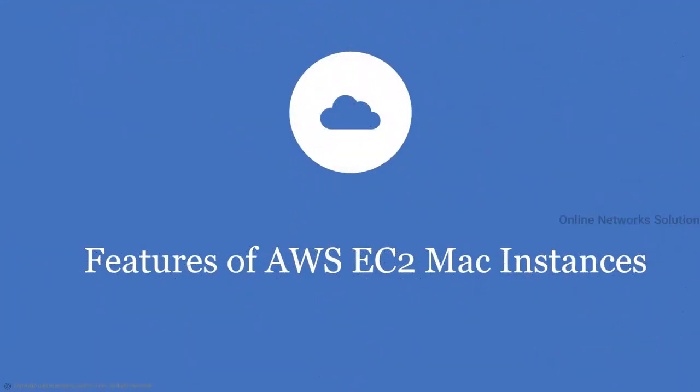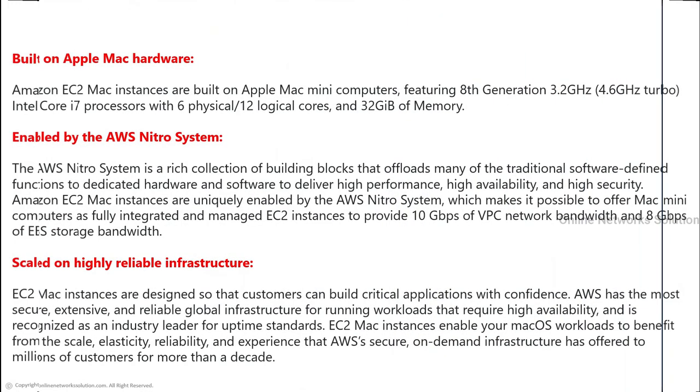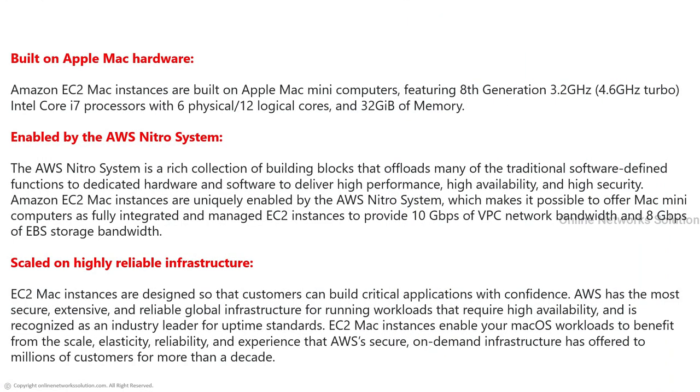Now we know about the features of AWS EC2 Mac instance. Built on Apple Mac hardware. Amazon EC2 Mac instances are built on Apple Mac mini computers featuring 8th generation 3.2 GHz, 4.6 GHz turbo Intel Core i7 processors with 6 physical, 12 logical cores and 32 GB of memory. Enabled by the AWS Nitro system.